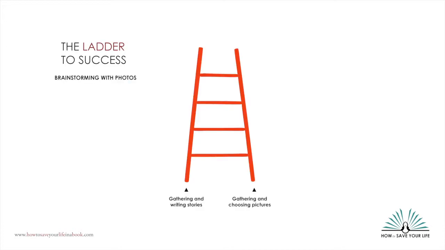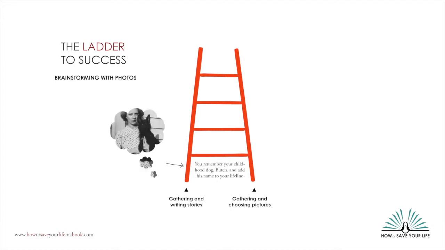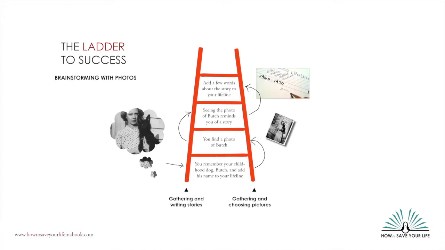The two parts of the process, gathering and writing stories, and gathering and choosing pictures, happen concurrently, like the two rails of a ladder. The rungs in between show the connection between the two. It works like this. First, while you're thinking about your life, you remember your favorite childhood pet, Butch. You add his name to your lifeline. Then, when looking through your pictures, you find a photo of Butch. This photo reminds you of something, that Butch's barking once saved your life by warning you of an oncoming car. This would make a great story for your book, so you jot down a few notes on your lifeline so you can remember it later. You'll repeat this process over and over as you brainstorm for story ideas and sort through your photos.